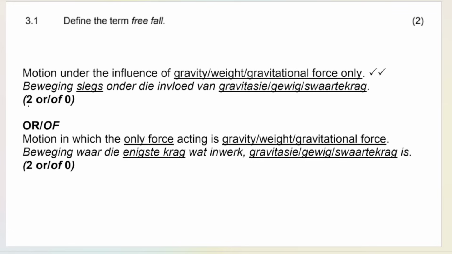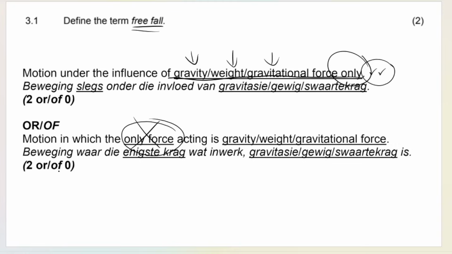Now you see how this definition is a 2 or 0 definition, which means if you say motion under the influence of gravity, you might not get your marks because you need to say only. Do you see that this entire phrase is underlined? You need to say it's motion under the influence of one of these three, you can choose, but you have to say the word only. It's only gravity or only weight or only gravitational force that's acting on an object. That's when the object's in free fall. So that's why you can see an alternative definition over here where it says the motion in which the only force acting is gravity, weight, or gravitational force. So if you leave out only, you're going to get 0.